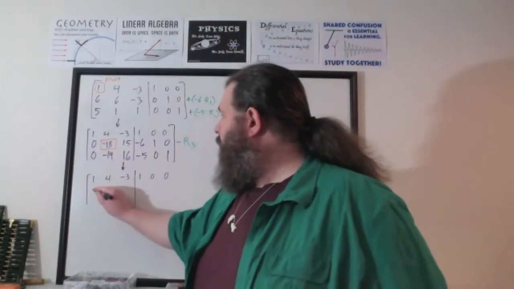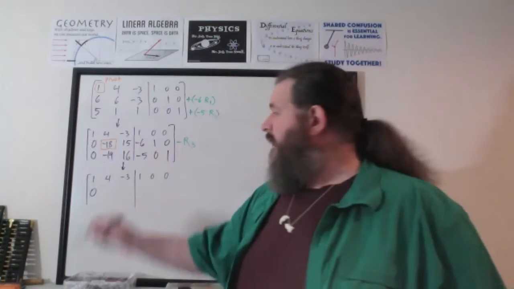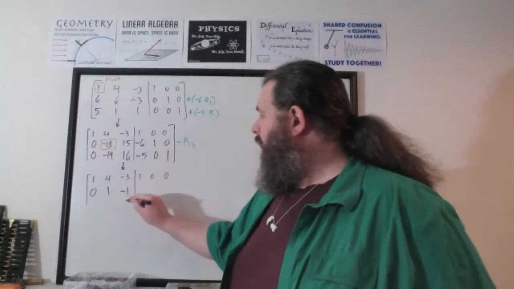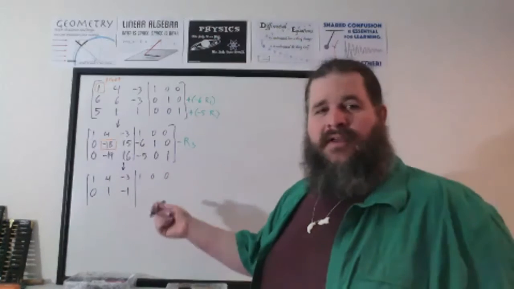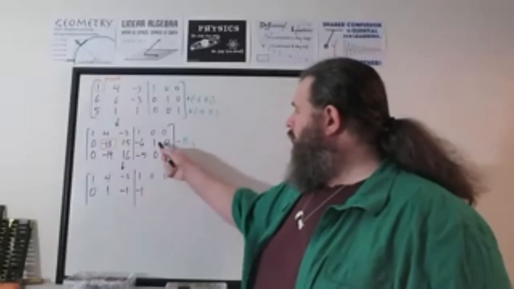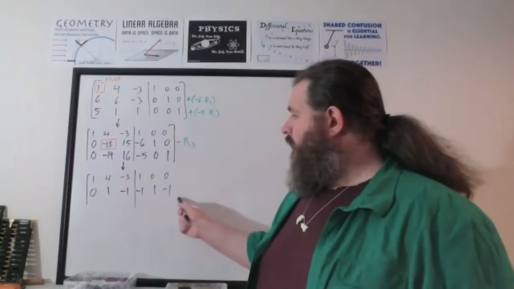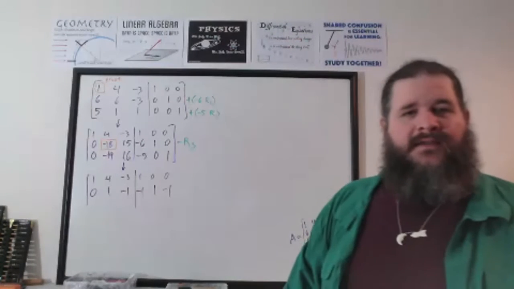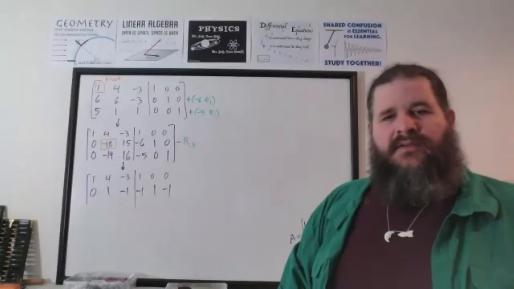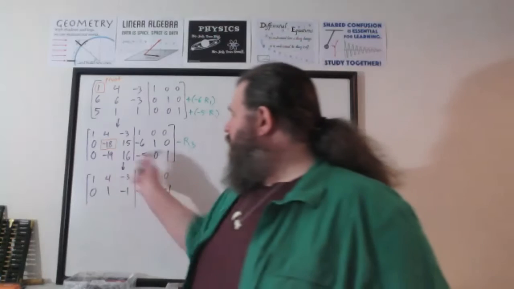0 minus 0. Negative 18 minus 19 is negative 18 plus 19, so we get 1. 15 minus 16 is negative 1. These numbers are looking easier already. Negative 6 minus 5 is negative 1. 1 minus 0. 0 minus 1. This row looks like it's going to be a lot easier to work with. Any questions on that so far? And then third row we'll keep as it is.